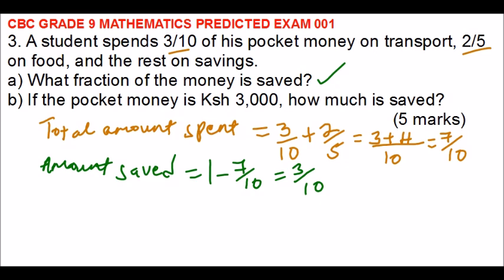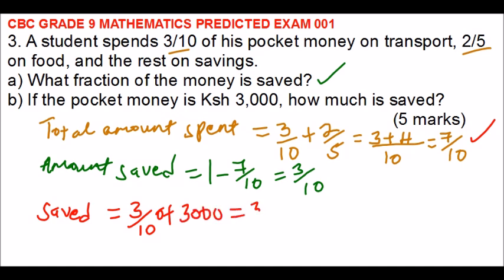Then part A: if the pocket money is 3,000, how much is saved? So saved is equals to, we have already calculated the amount saved is 3/10. So 3/10 of 3,000, we can still use "of" the total amount, that is 3,000.